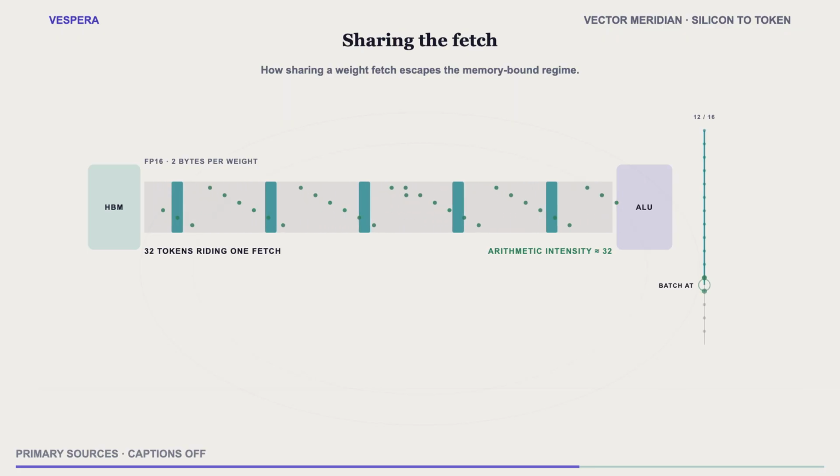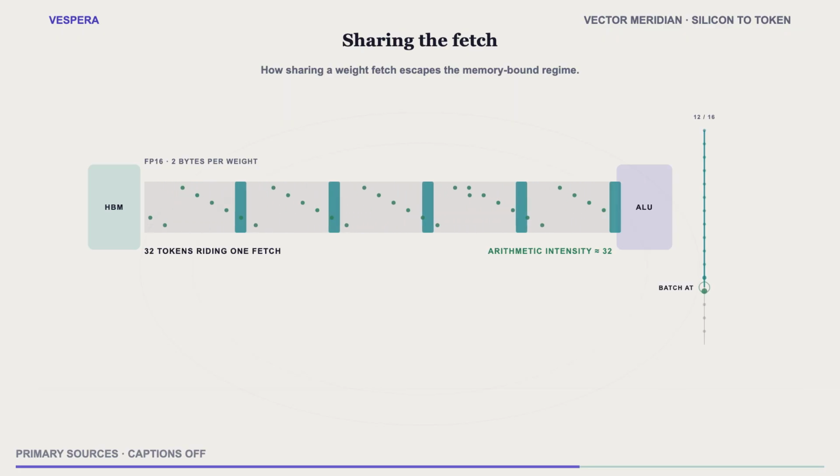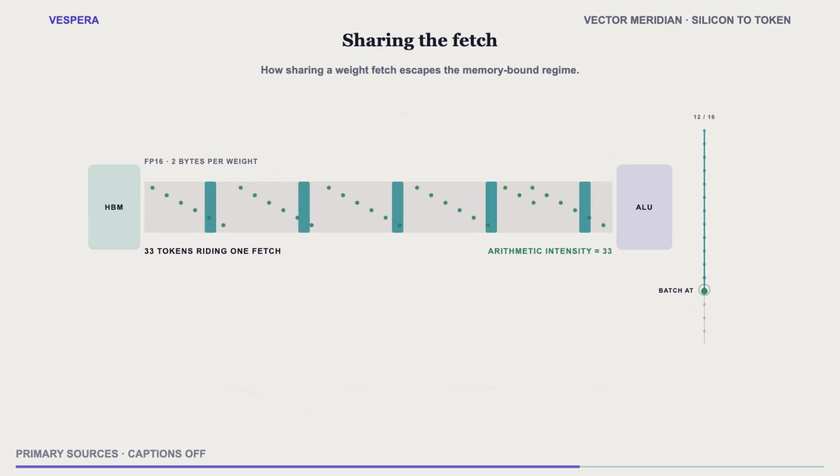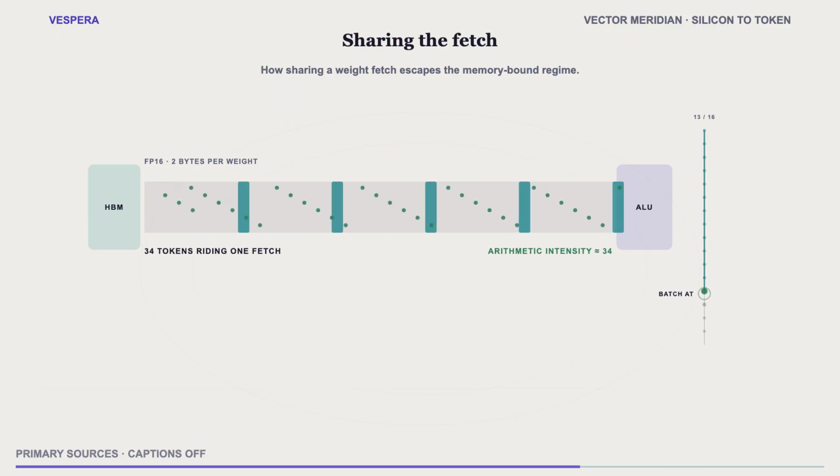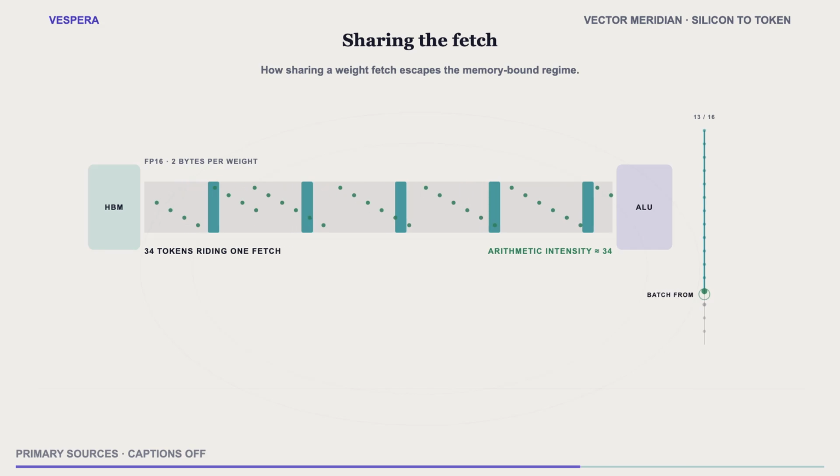There's one more consequence, and it follows inescapably from what batching is. Batching means the weights are read once and used to serve many people's requests in the same forward pass. Everyone in the batch shares the fetch.